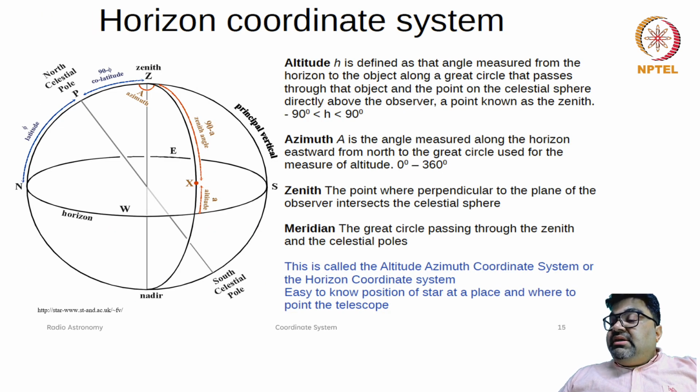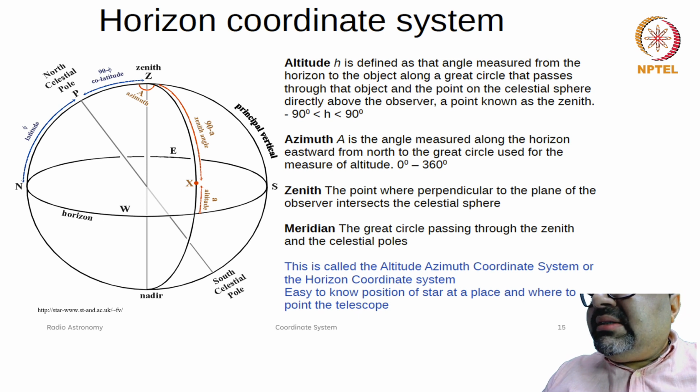So for the horizon coordinate system, there is an altitude h, which is defined as the angle measured from the horizon to the object along the great circle that passes through that object and the point on the celestial sphere directly above the observer, known as the zenith. Azimuth is a, so you can define it this way, or you can also define it as in the previous slide we have done. This is theta, and typically what we say is phi.